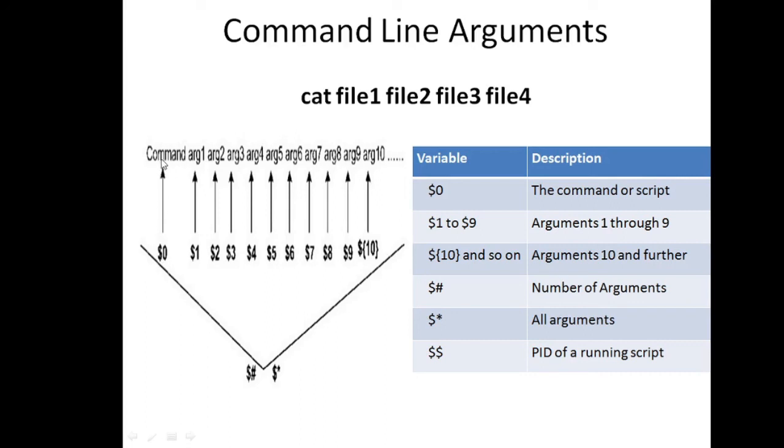So $0 stands for the command. That means cat. Then the first argument will be considered as $1, $2, etc. Then you get dollar within curly braces 10, that is if the argument is 10 and above. Here you can see $0, it is a command or the script. $1 to $9, the arguments from 1 to 9. And then arguments 10 and further can be specified like this. You have dollar hash symbol. This stands for the number of arguments. Then you have dollar star. This stands for all arguments. Then dollar dollar, it is the PID of the running script.